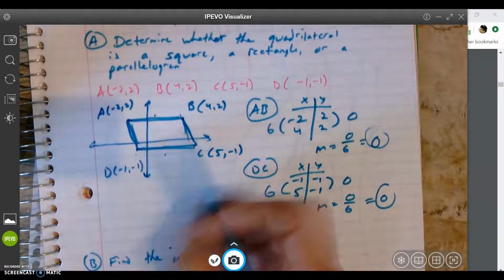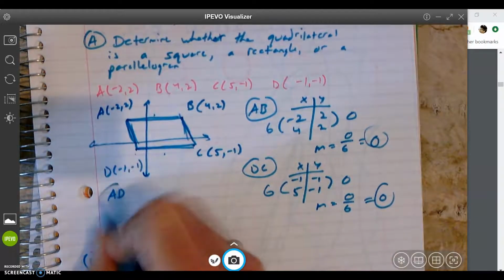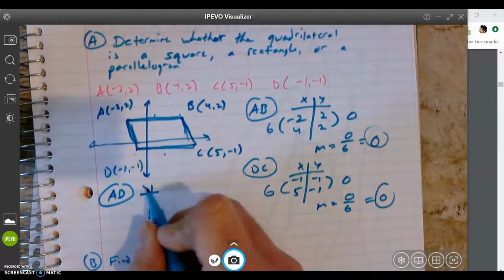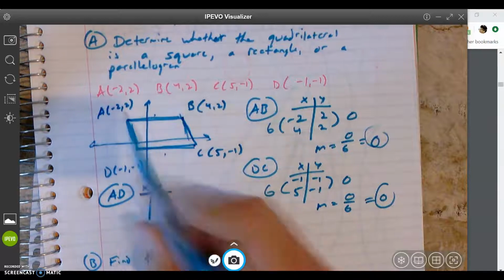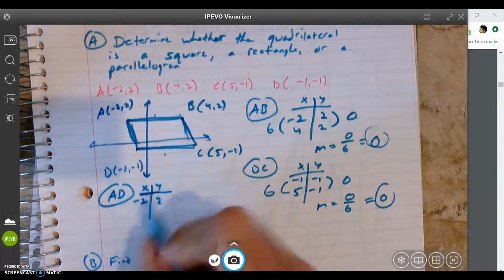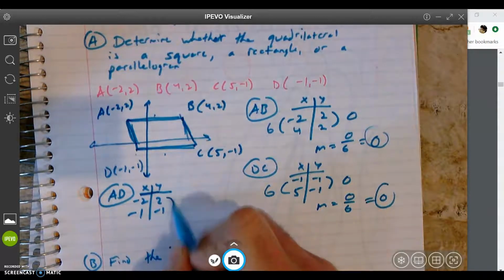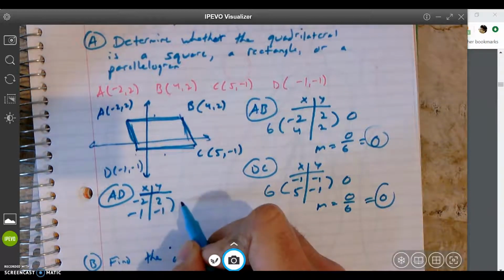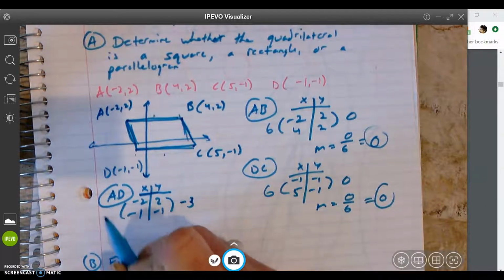Now let's check to make sure these are parallel here. So now I'm going to do A to D. So AD. It's X, Y. So that's -2, 2, and then -1, -1. So here's A, here's D. Change in Y, 2 to -1, that's down 3. And then -2 to -1, that's up 1.